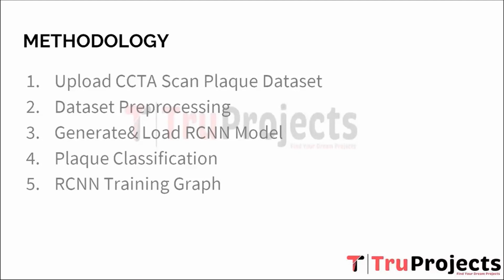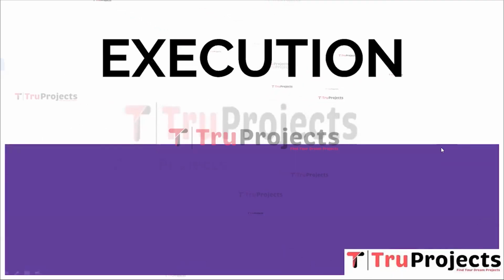As the RCNN model is trained on the CCTA scan plaque dataset, the training graph helps to monitor how the model's accuracy improves and its loss decreases with each iteration, demonstrating the effectiveness of the training process. Now coming to the execution part.